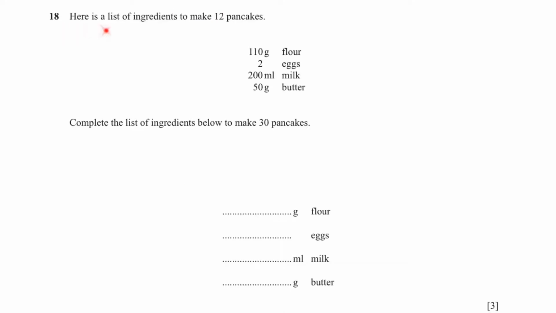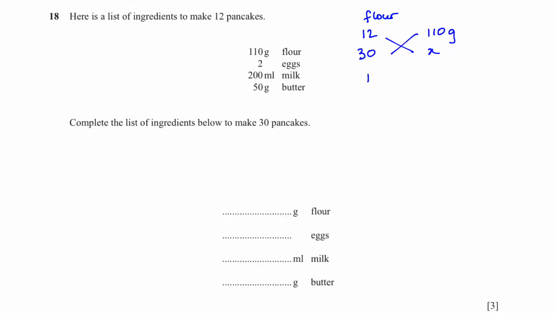Question number 18. Here is a list of ingredients to make 12 pancakes. So we have been given flour, eggs, milk, and butter. Complete the list of ingredients below to make 30 pancakes. For each ingredient, we are going to write. Now, the first one we are doing is the flour. For 12 pancakes, we needed 110 grams of flour. For 30 pancakes, how many will you need?